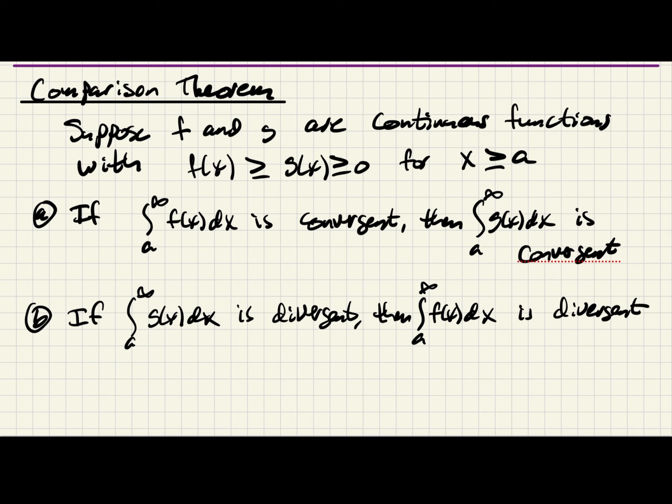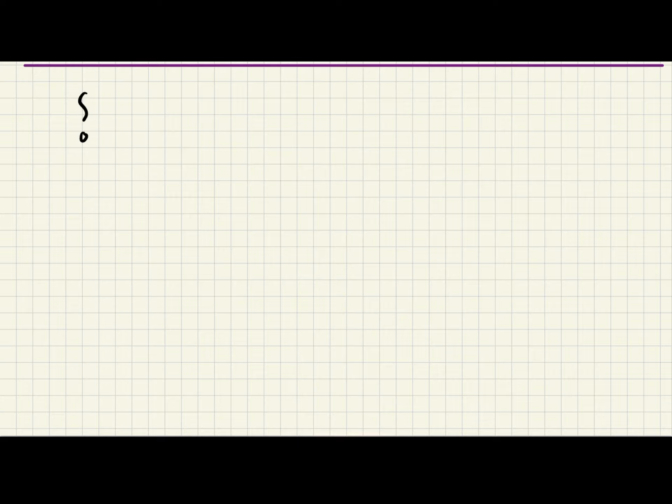That makes sense too. If I compare something like 2 over x to 1 over x, well, I know 1 over x is divergent. And 2 over x, those values are even bigger than 1 over x, right? And so if 1 over x is divergent and 2 over x is bigger, then 2 over x has to be divergent too. So let's look at the integral from 0 to infinity of e to the minus x squared dx.